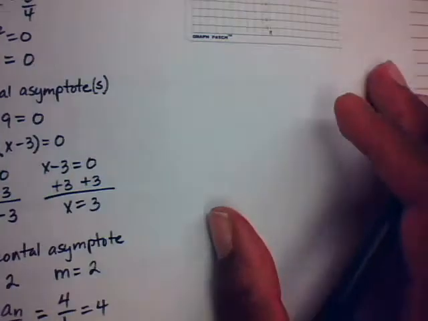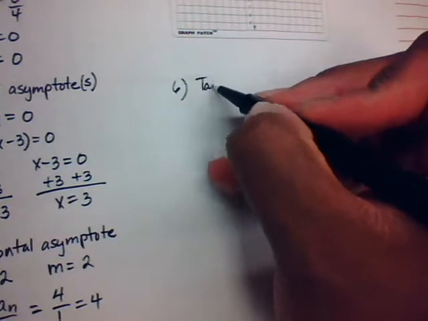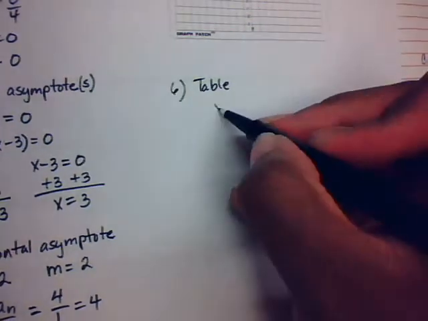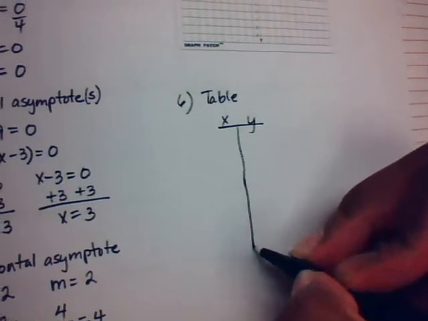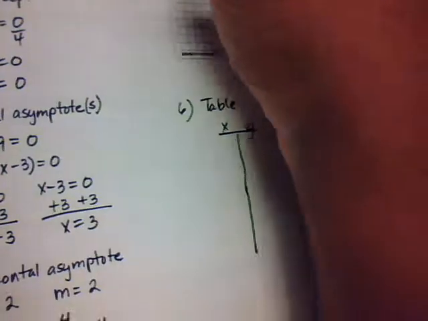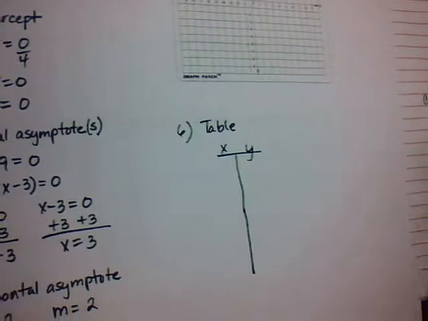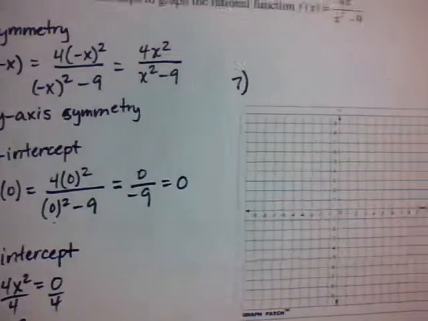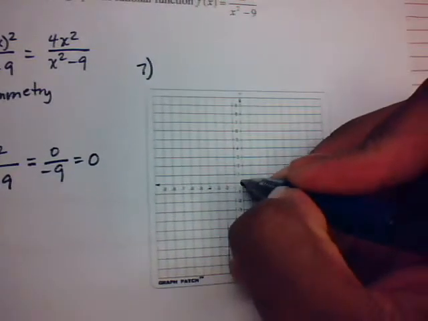Now, 6 and 7 I'm going to do together, because number 6 is going to be the table, and we'll use our calculator for this, and then number 7 is the graph. So in this case, let's graph what we already know. We know what the y-intercept is and the x-intercept. They're both the same. It's at 0.